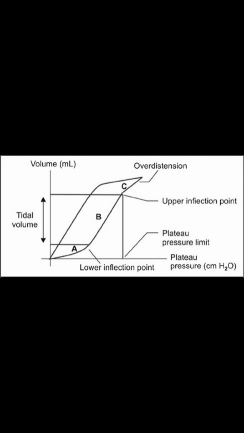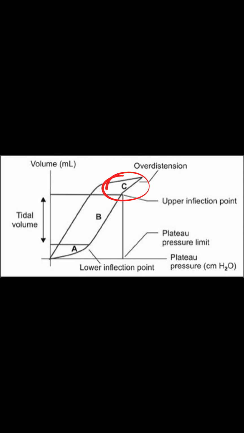Here is an example of a classic PV loop. In section A, as the pressure is being introduced, we're seeing a small return in volume until we reach the lower inflection point. The lower inflection point represents lung opening. Any pressure below the lower inflection point means that there is atelectasis occurring. Section B represents linearity. As pressure is being delivered, there is a corresponding volume return. Safe ventilation occurs in between the lower and upper inflection points.